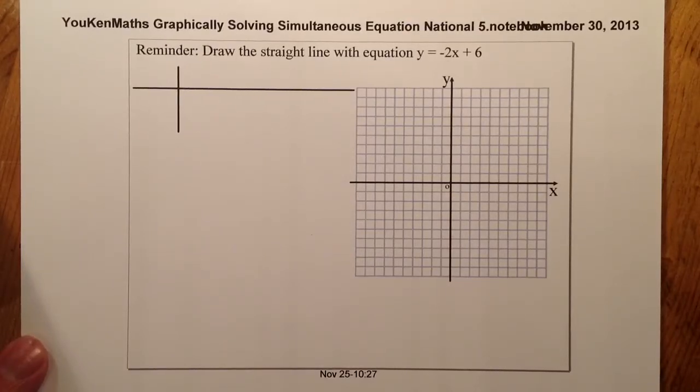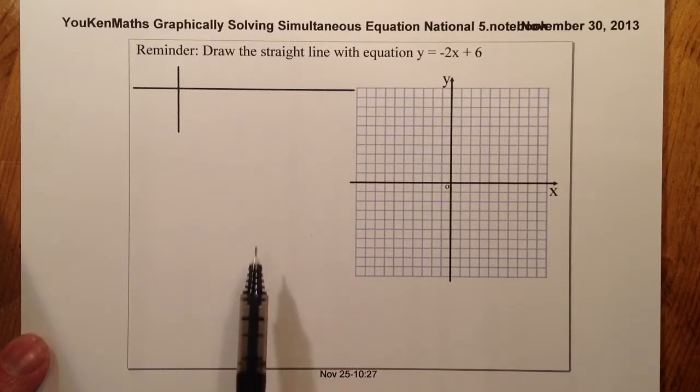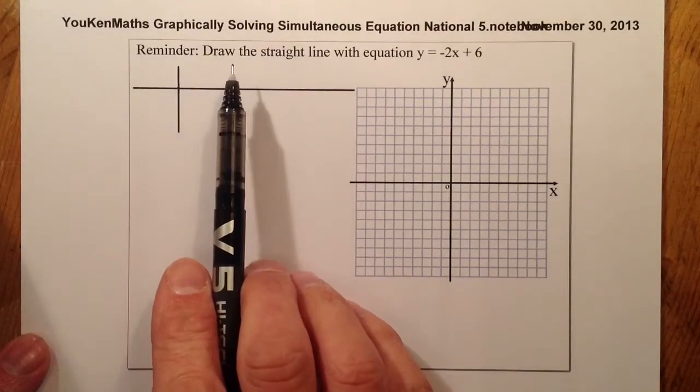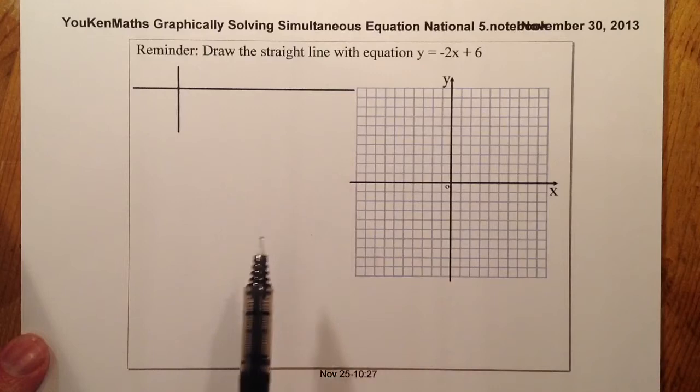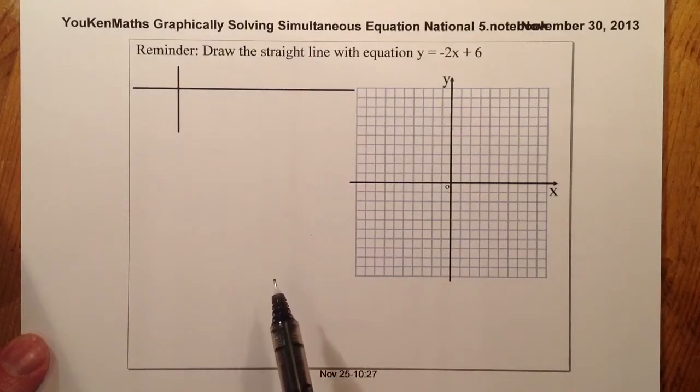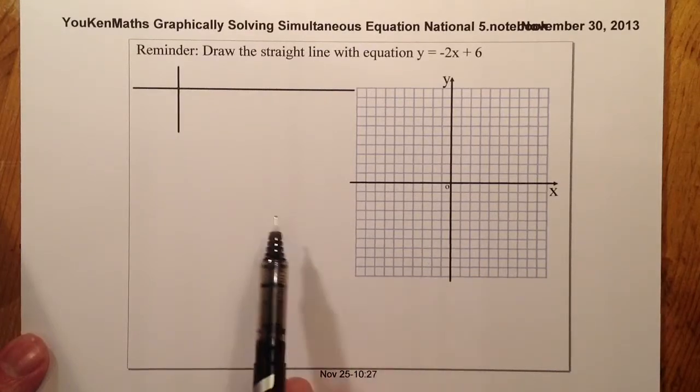Solving simultaneous equations graphically. Okay, before we get into that, what I'd like to do is do a quick reminder on drawing straight lines, because solving simultaneous equations graphically is basically drawing the two lines, finding out where they intersect and naming that point.